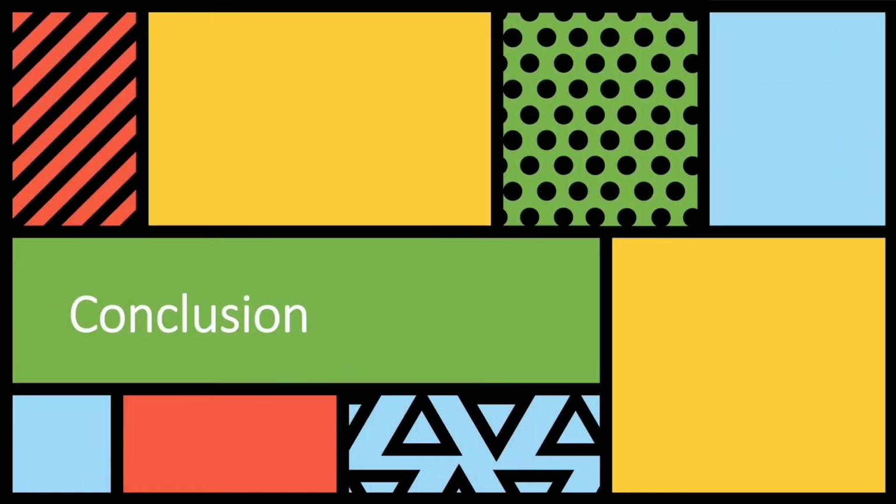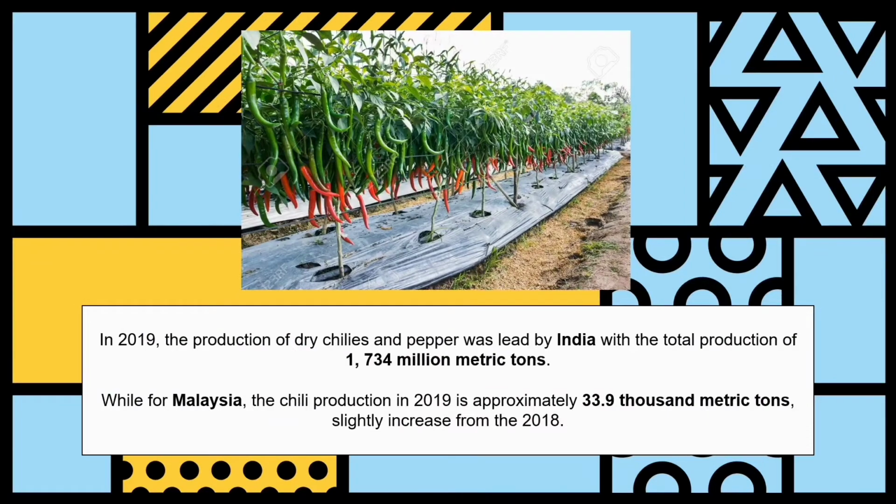In conclusion, in 2019, the production of dried chilies and pepper was led by India with a total production of 1.74 million metric tons, while for Malaysia, the chili production in 2019 is approximately 33.9 thousand metric tons, slightly increased from 2018.